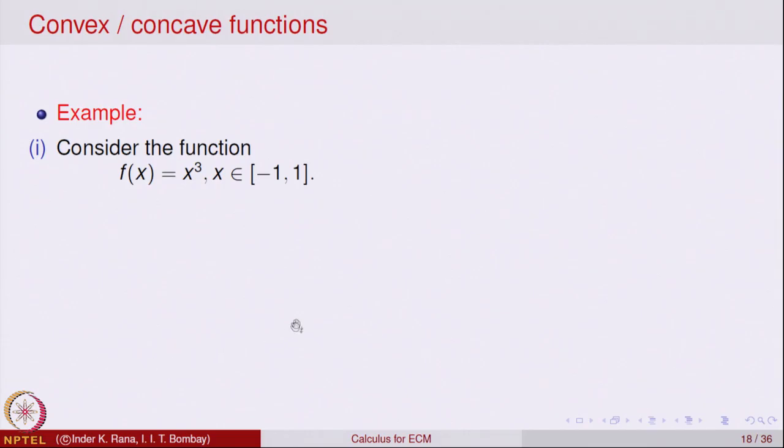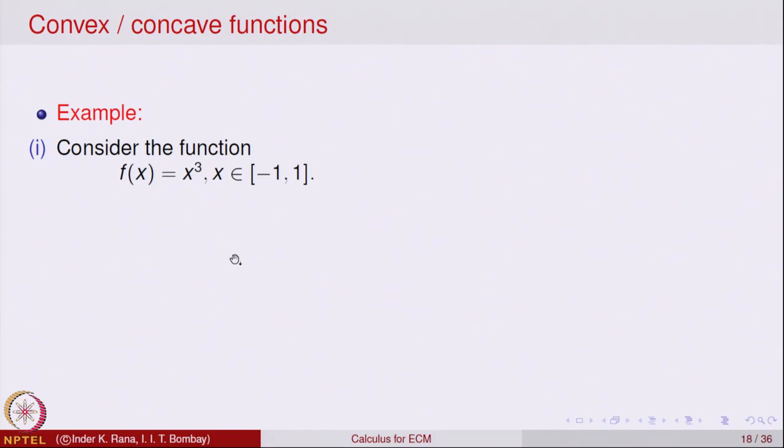So, let us look at an example of the function f of x is equal to x cube, x is between the interval minus 1 to 1. This function, we know that f of x equal to x cube is a differentiable function, differentiable everywhere. So, no problem comes, right.